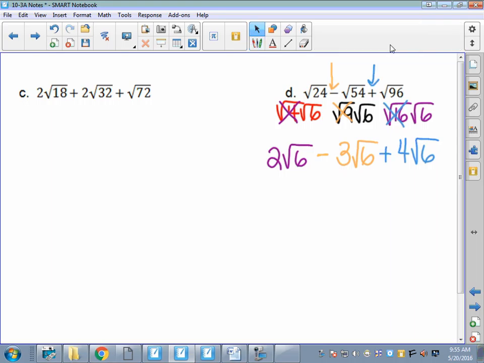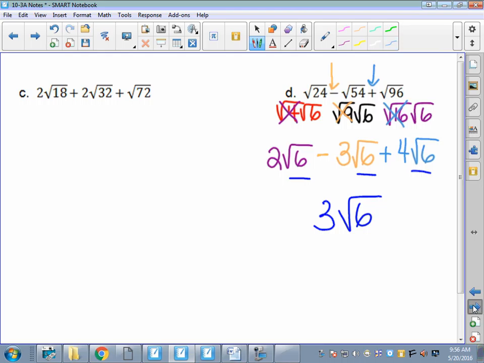So now I'm ready to combine my like terms. That work paid off. I've got all 3 of these are square roots of 6. Which means that I can just add my coefficient with a square root of 6. So how many square roots of 6 should I have for my answer? I'm going with a 3 because 2 minus 3 plus 4 gives me a 3 square roots of 6. This should feel very much like what we did before. We're just combining at the end.